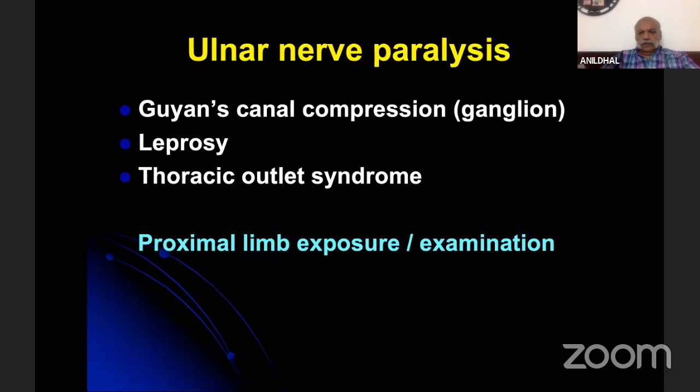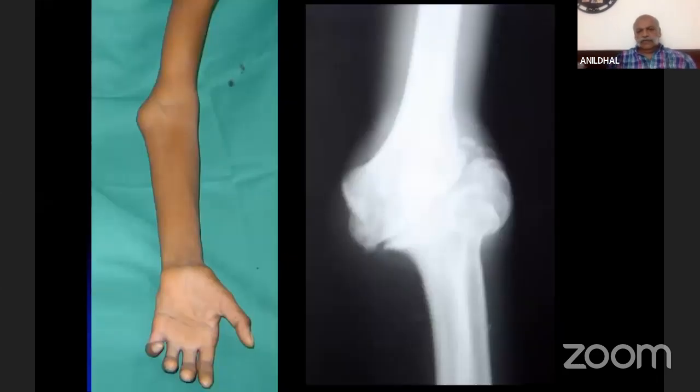And here comes a very important lesson to the candidate. Never examine the hand in isolation and always insist on proximal limb exposure and examination. So in this case, it was mandatory to palpate the nerve behind the medial epicondyle. So when we just lifted the sleeve, what we found was there is a cubitus valgus deformity.